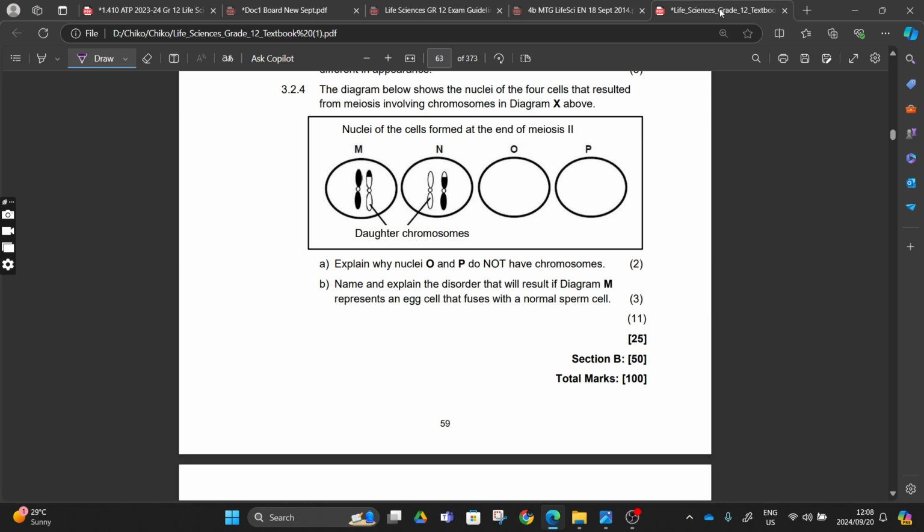And then the last question: explain why nuclei O and P do not have chromosomes, because of what we call non-disjunction, right? And then name and explain the disorder that will result in diagram M, which represents an egg cell that fused with an abnormal sperm cell.